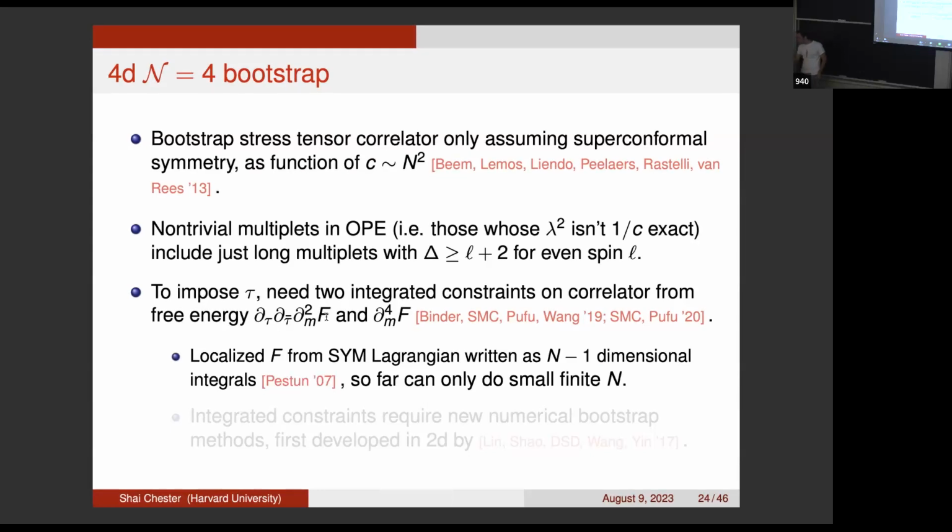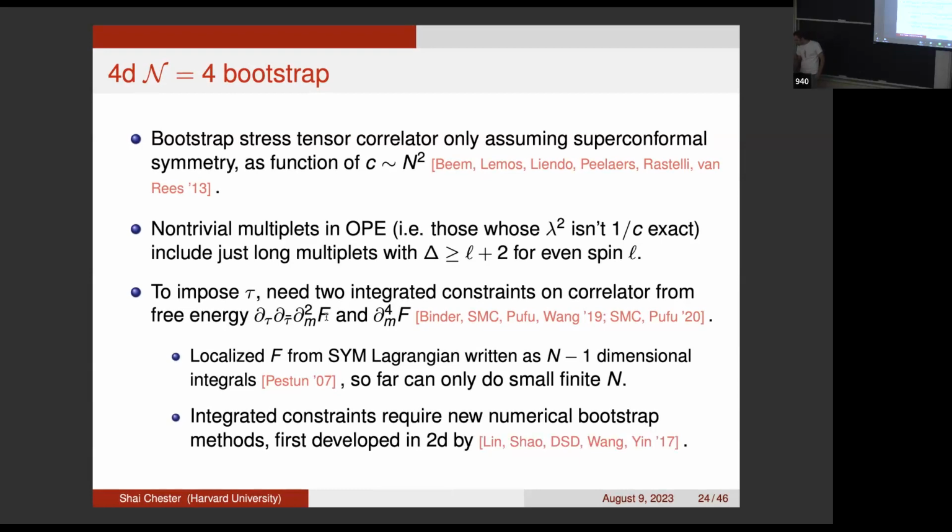The reason why we care about this mass-deformed free energy is that localization can be used to compute it, as shown by Pestun back in 2007, in terms of an n-1 dimensional integral. And it's a non-trivial function of tau. You can do this for any value of n. Although, of course, it's an n-1 dimensional integral, so as n gets bigger, it gets harder and harder.